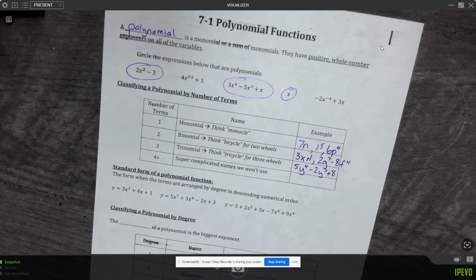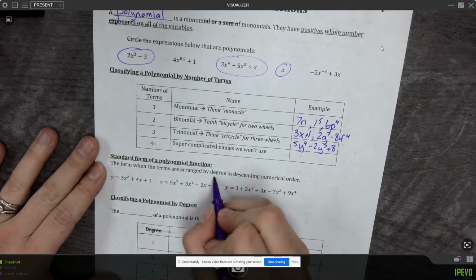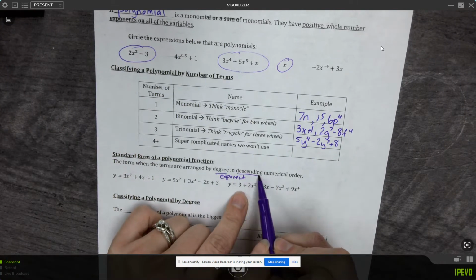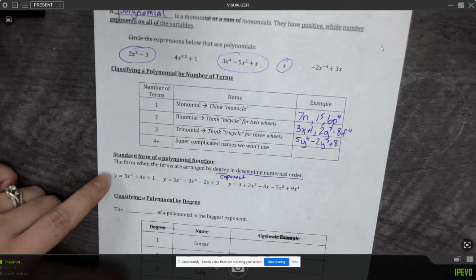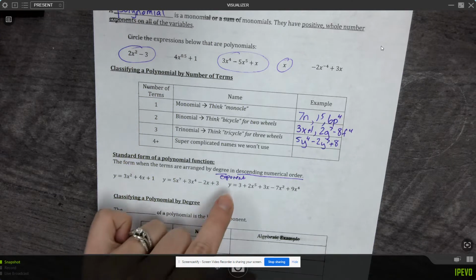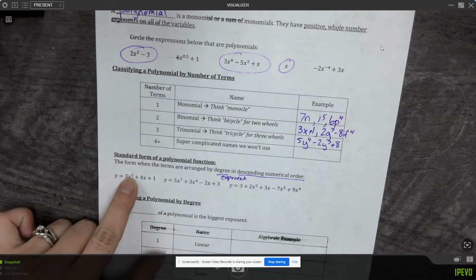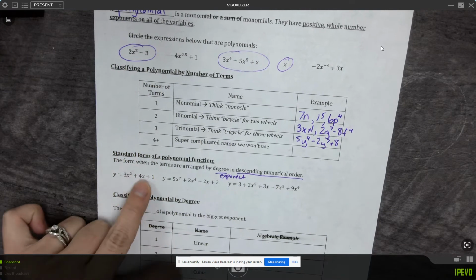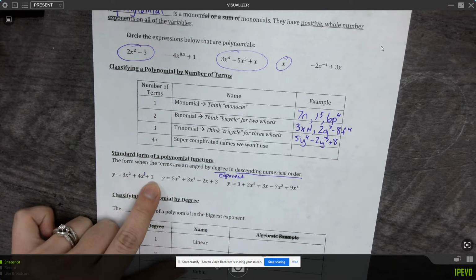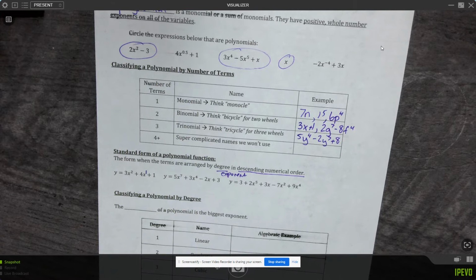Next, let's talk about standard form. Standard form is when your terms are arranged by degree, exponent, in descending numerical order. So when you have an equation, the y part, you just leave it there. Y equals. Then we're going to focus on all of your other terms and make sure they are in order from largest to smallest. 2, 1, remember there's 1 here, and none. Your constant, if there is one, should always go last. 7, 4, 1, none. This is not in standard form.